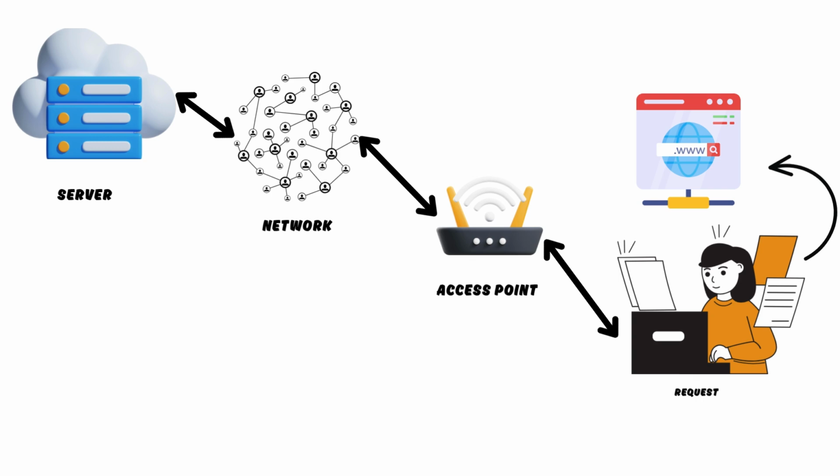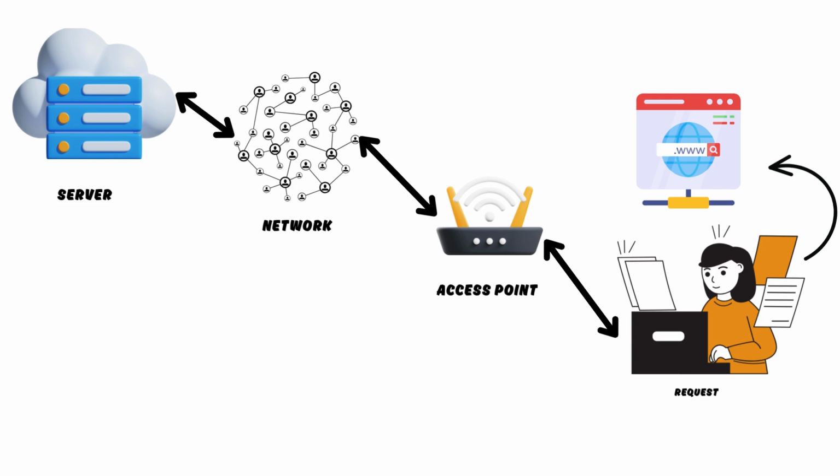This request is broken down into small digital packets and sent across the network. It travels through devices like switches and routers until it reaches the server. When the server receives the request, it processes it. For example, if you have requested a web page, the server locates the web page files, HTML, images, scripts, and prepares a response. That response is sent back across the same network path to your device.